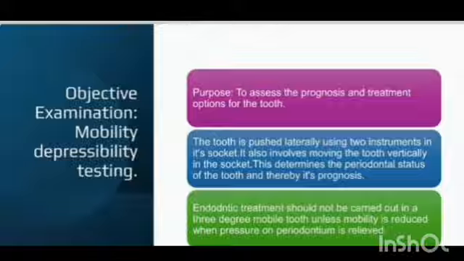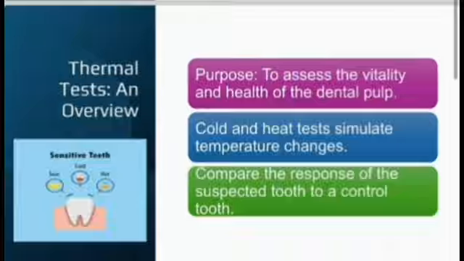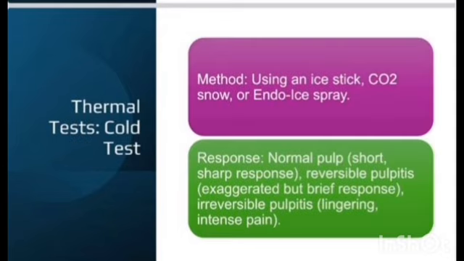And then we move on to the thermal tests. So here these are done to assess the vitality and health of the dental pulp. These are very important tests. So we do the cold test, heat test and the electrical pulp testing. So in the cold test, we use an ice stick, a CO2 snow dry ice or endo ice spray.